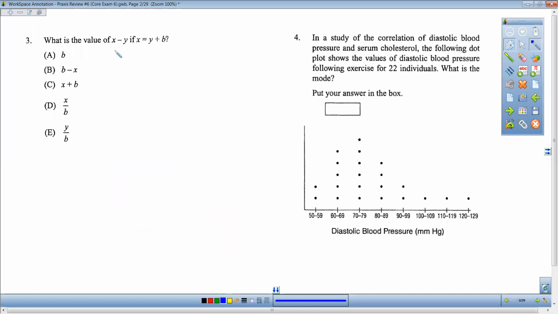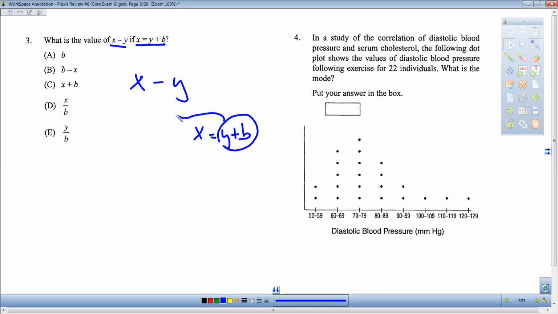Number 3, it asks for what is the value of x minus y if you know that x equals y plus b. So if we have x minus y, and we know that x equals y plus b, then this would be a substitution. We're going to substitute y plus b for x. So instead of x, we'll have y plus b minus y. And notice that the y's do eliminate themselves, and you're left with b. So your answer choice is A.